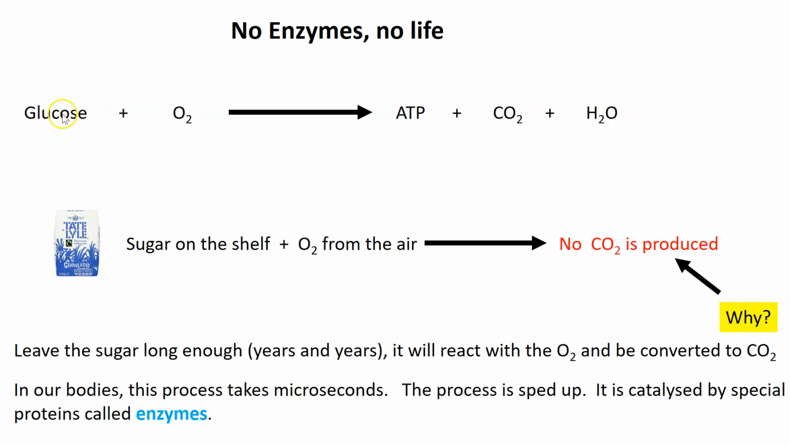So we take sugar in the form of glucose, there's oxygen in the air, and we produce CO2. But if you leave some sugar on the shelf and let it react with O2, we don't see any carbon dioxide. Why is that the case? Well, when I say there's no carbon dioxide produced, there's no perceptible levels of carbon dioxide produced. In other words, the reaction is so slow that we can't really measure the carbon dioxide coming off from the natural reaction of oxygen with sugar.